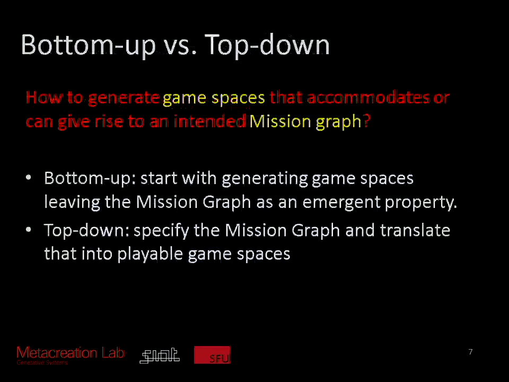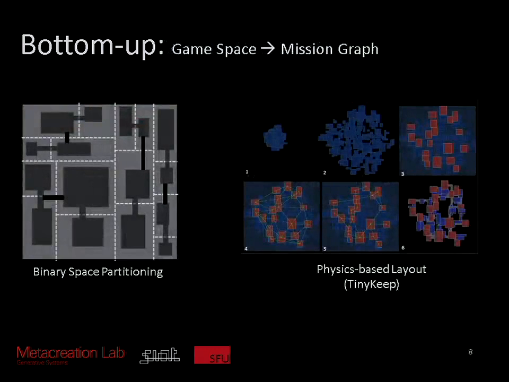But scouting the literature and the practice, we found that there are generally two approaches to that. The first starts by generating the game space and then leaves the mission graph as an emergent property. And the second specifies the mission graph and then translates that into a playable game space. These are examples of the first. So in this case, the rooms are generated, and then the connections between the rooms are assigned randomly. So we have little control over how these rooms will be connected.